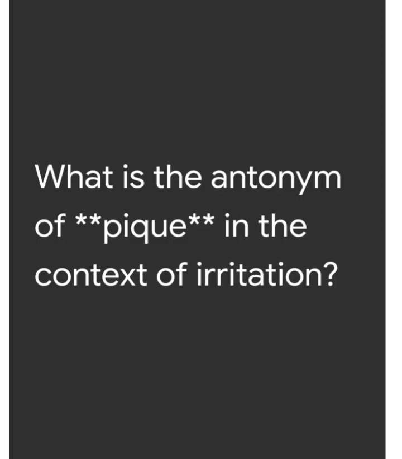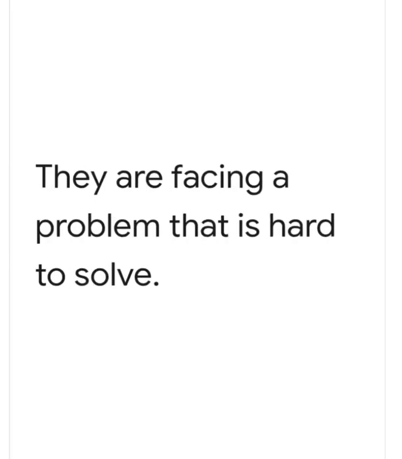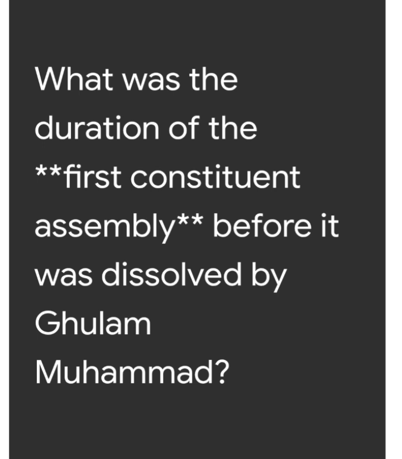Next question: what is the antonym of pique in the context of irritation? Satisfaction. Next question: what does the idiom in a fix imply about a person's current status? They are facing a problem that is hard to solve. And next question: which type of joint allows for the greater range of motion in the shoulder? Ball and socket joint.